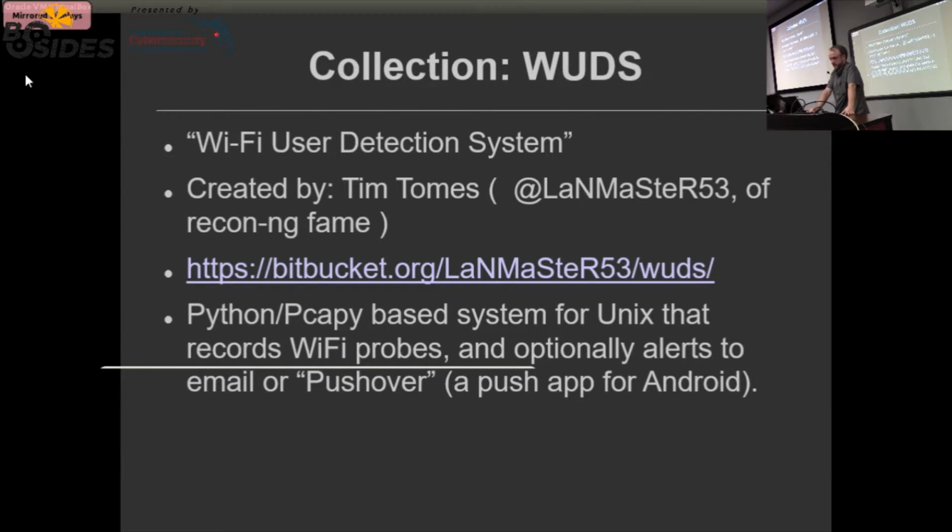So some of the stuff I've used, this kind of started with a little toy called WUDS, or Wi-Fi User Detection System, by a guy named Tim Tomes. I'm guessing you guys have heard of Lanmaster53, mostly known for Recon-ng. It's really simple. It's a Python PHP based system for Unix that records Wi-Fi probes, and you can have it kick off an alert. The idea was he was just scanning people near his house and understanding when people were showing up that maybe he didn't know about. And he did a bunch of fixes to it, but I get the vibe that it was more of just something fun for him. And he apparently was smarter than me and basically put it out there and didn't get too crazy and go farther down the rabbit hole.